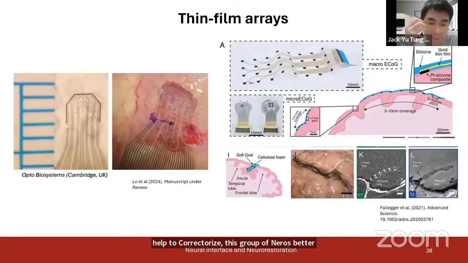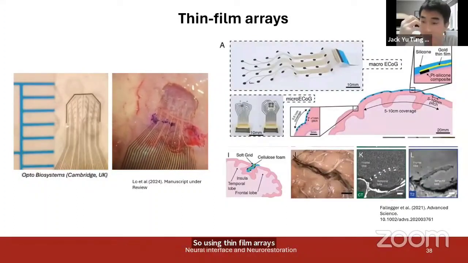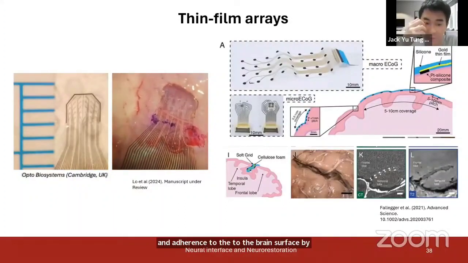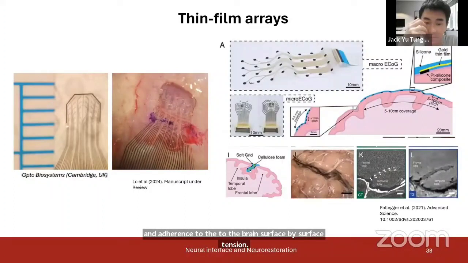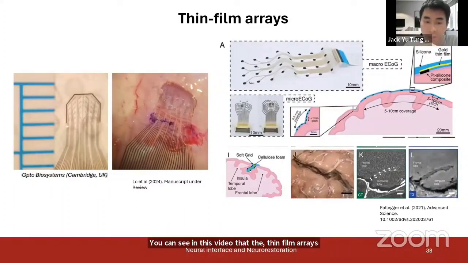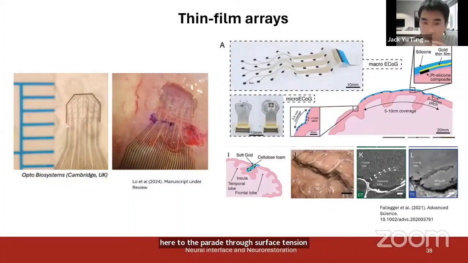So using thin film arrays will improve the conformity and the adherence to the brain surface by surface tension. You can see in this video that the thin film arrays adhere to the brain through surface tension and move and pulsate with the brain pulsations.